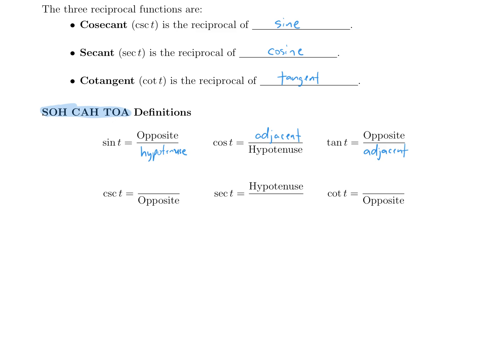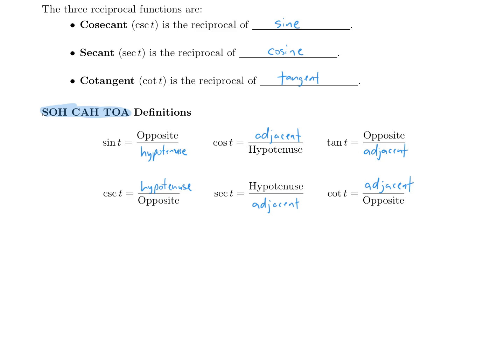Since cosecant is a reciprocal of sine, to get the cosecant function, all you have to do is take the reciprocal of the opposite over the hypotenuse, which would then become hypotenuse over opposite. You're just flipping the fraction. The reciprocal of cosine, which is secant, would be hypotenuse over adjacent. And cotangent is a reciprocal of tangent, so it would be adjacent over opposite. So you're just literally flipping the fraction. That's how you get the reciprocal functions.